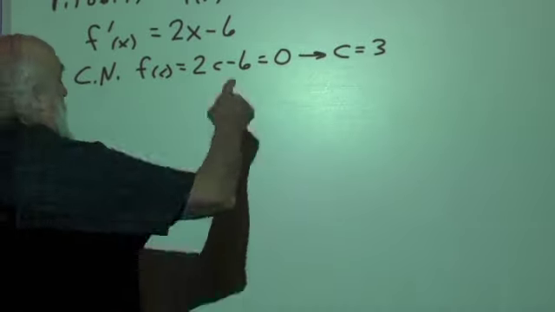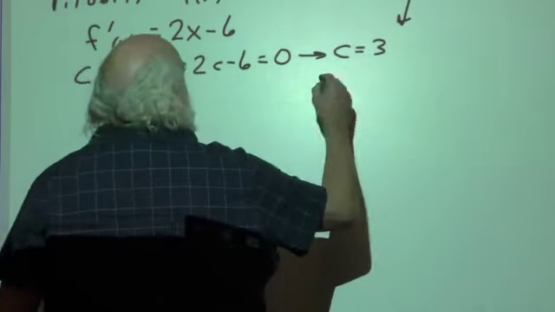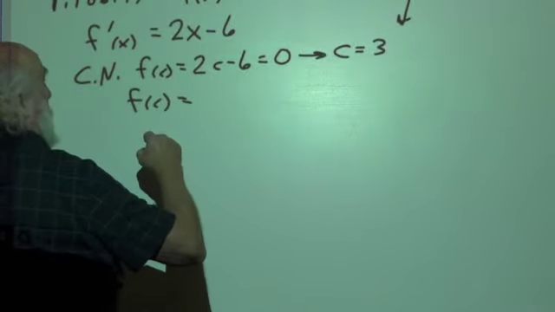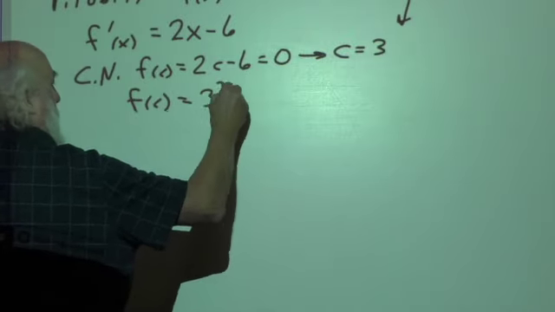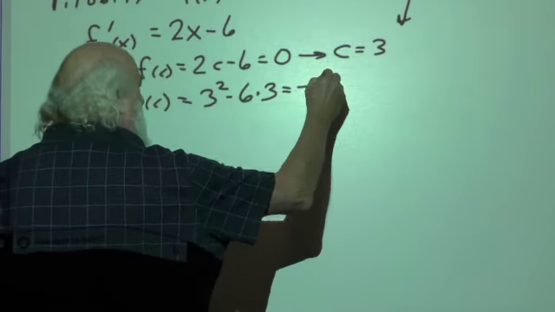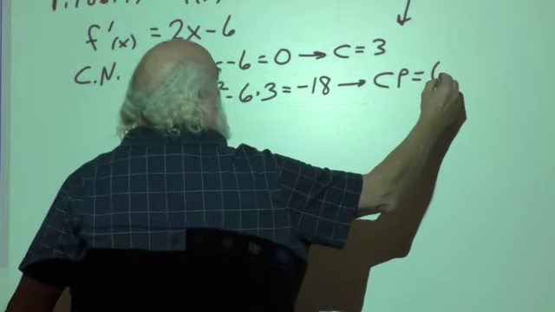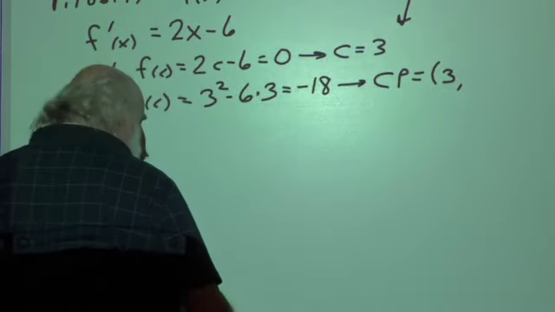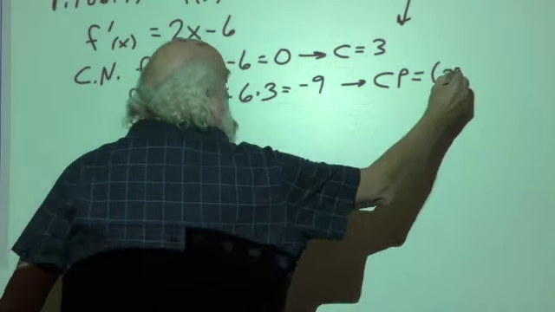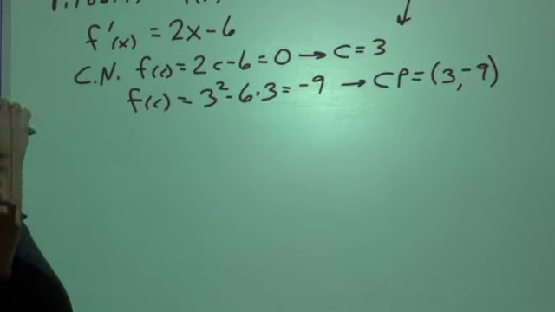Now, for the critical point, you go back to the original function, and this is your x. f of c is going to be equal to 3 squared minus 6 times 3, which is going to be negative 18. So that means the critical point is going to be 3, sorry, that's not negative 18, it's negative 9. Negative 9. Okay? So we're going to see a change at the point through negative 9.